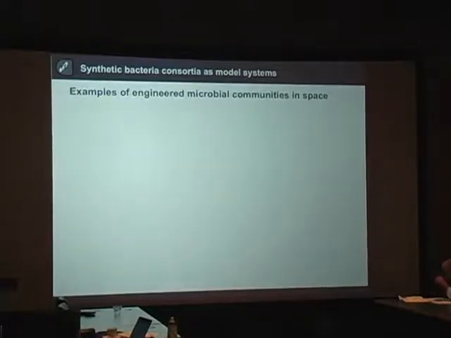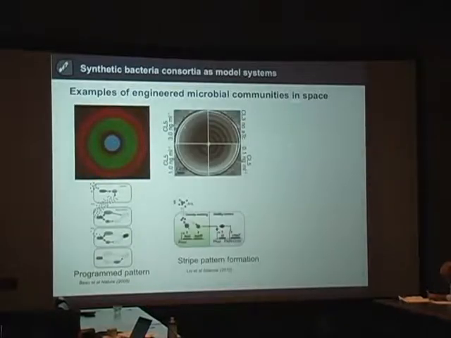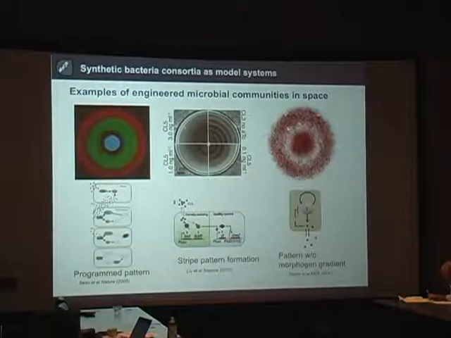But researchers also try to create engineered microbes in space. For instance, they can produce bull's-eye or stripe patterns, and also morphogen-gradient-free pattern formation of bacterial populations.